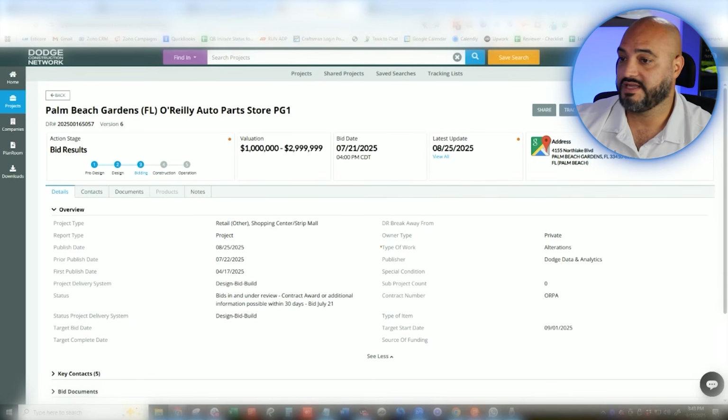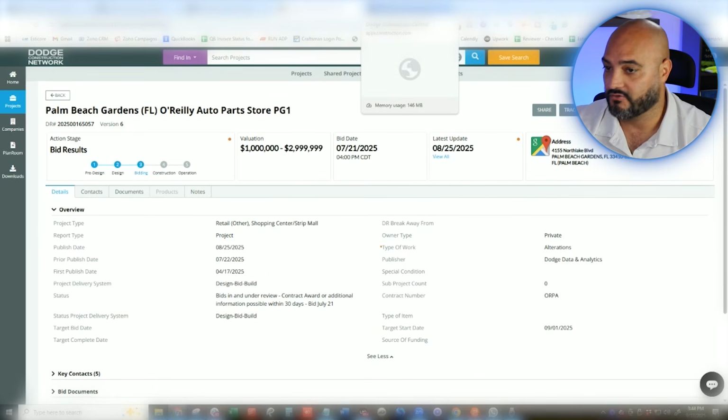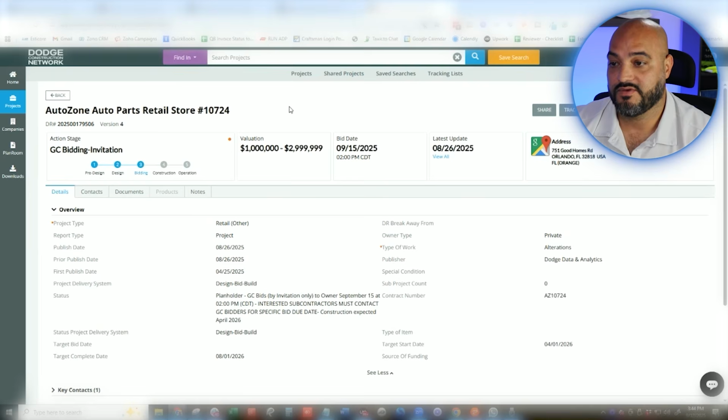Okay. And now we're going to do the same thing with Westcare, Village, South Pembroke Phase 2. We're going to go do Palm Beach Gardens, O'Reilly Auto Parts. Then we're going to do the same thing with AutoZone. Look, there's another AutoZone. AutoZone is expanding.